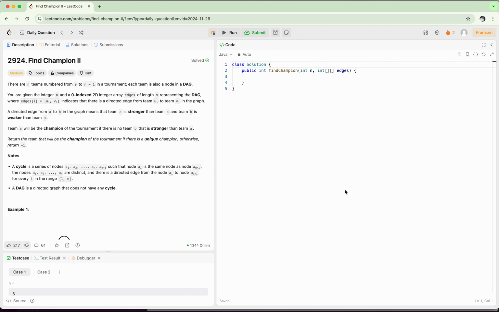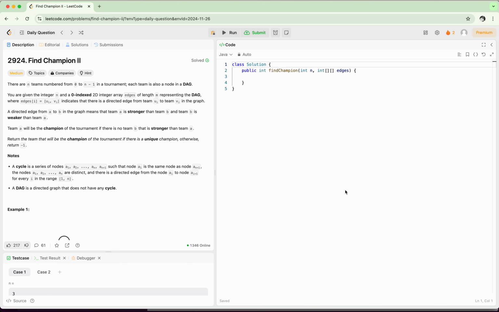So today we are here to solve our daily LeetCode challenge for the day. Today's challenge is Find Champion 2. And as we all are champions, it is mandatory for us to solve this problem.